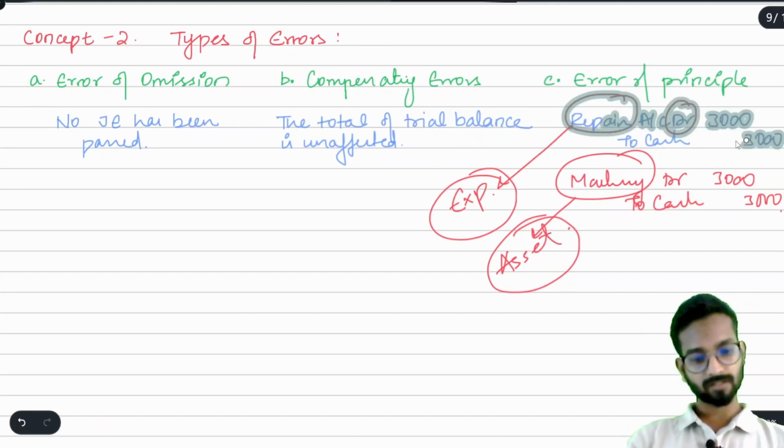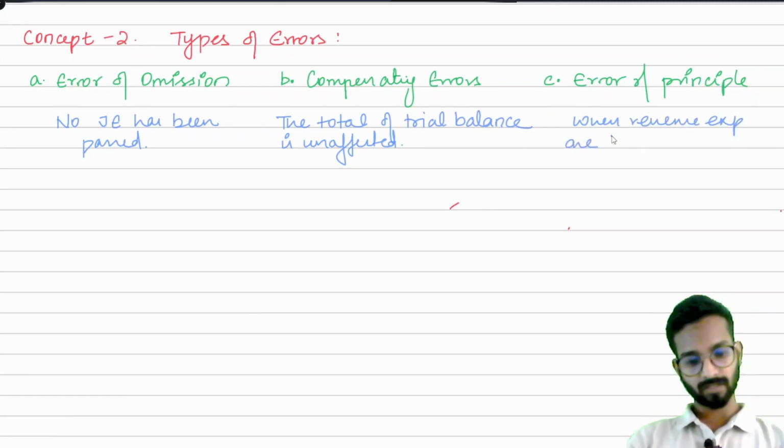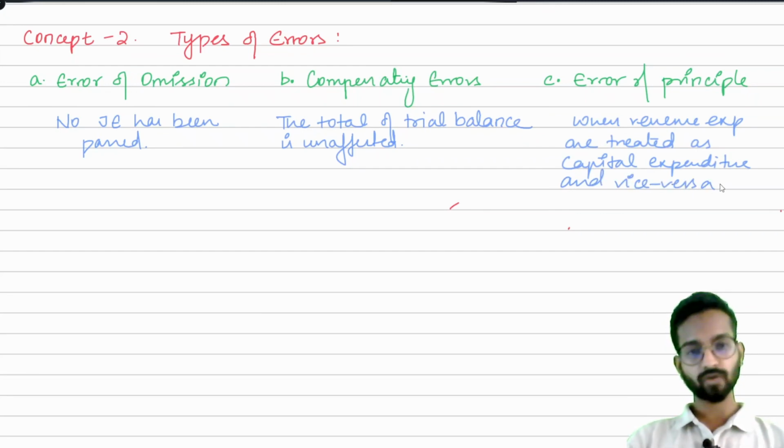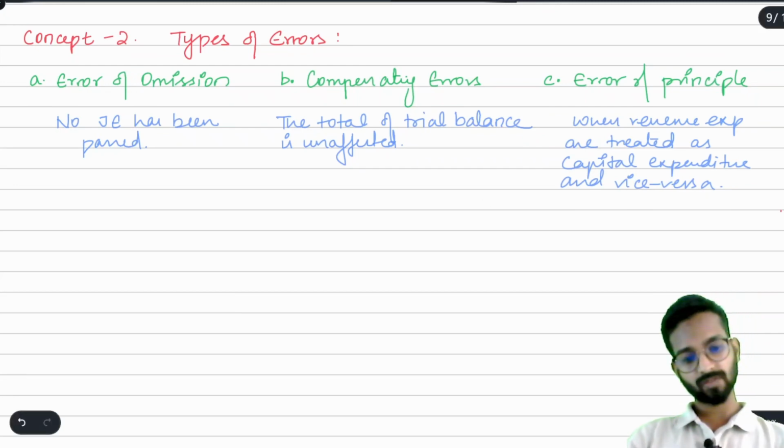Now I will just erase this. We will write here that when revenue expenditure are treated as capital expenditure and vice versa. Okay, there are many things. You can also say when revenue income is treated as capital income and all those things, capital receipt and vice versa.